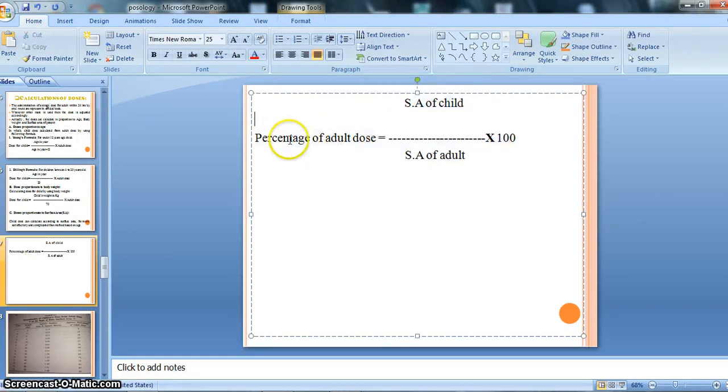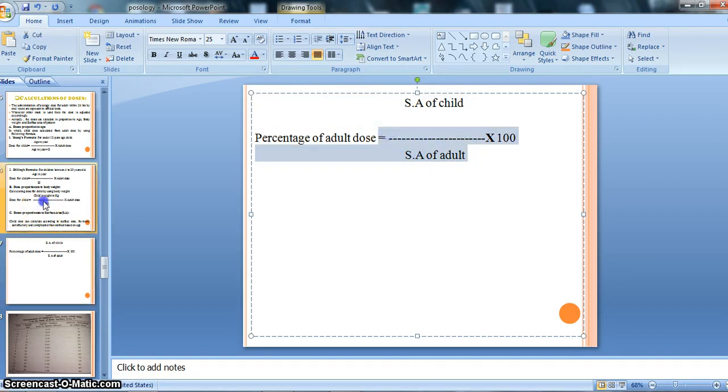For this calculation, we need the percent of adult dose, then the surface area of child, then the surface area of adult. We need three things: one, second, and third. So it is satisfactory. It gives a satisfactory dose result. But sometimes it's more complicated to find out these things.